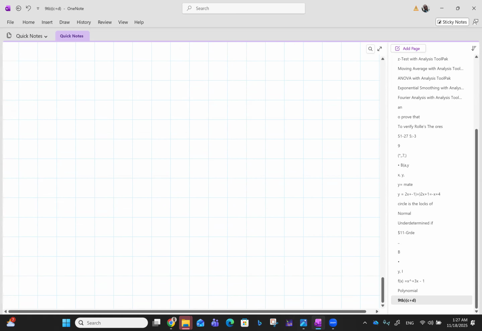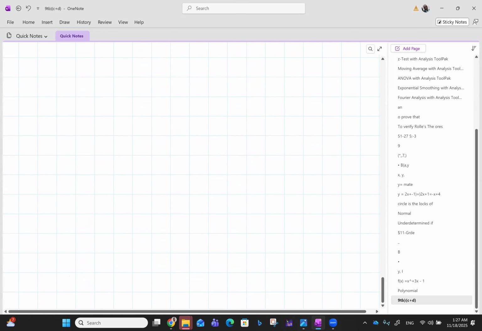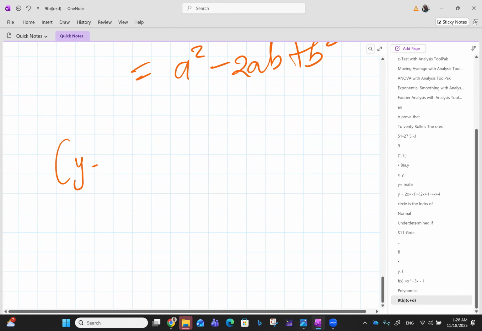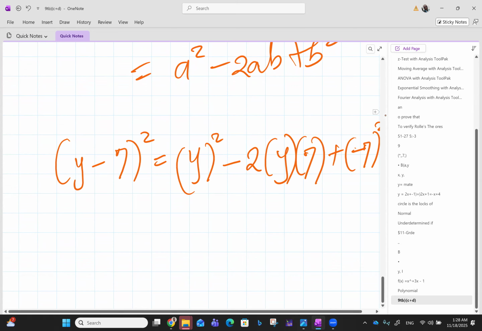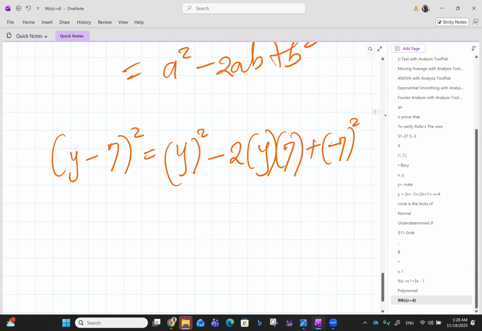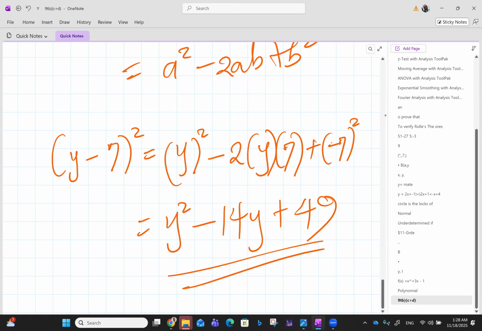So that means that, for what we did before, okay, let me just take any other one. So if you have like y minus 7 raised to power 2, you just say y raised to power 2 minus 2 times y times 7, then plus minus 7 raised to power 2. Minus 7 raised to power 2. So you have y squared minus 2 times 7, 14y. Minus 7 times minus 7, that's plus 49. So this can give you a very fast way of dealing with expressions like this.